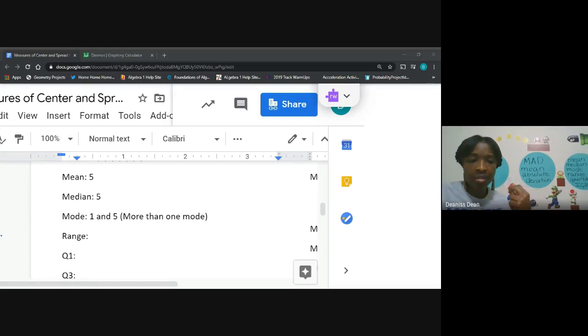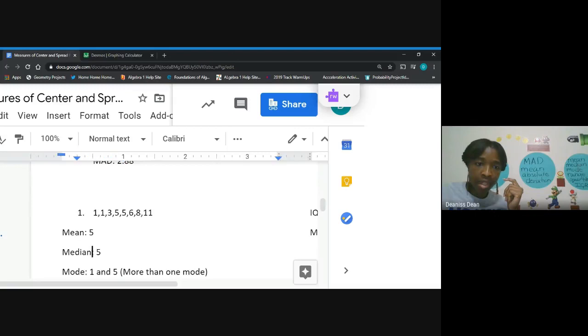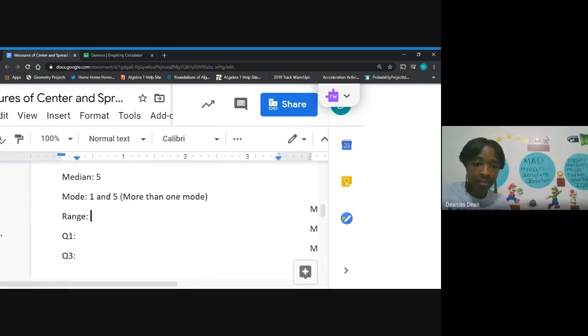Okay. The next one we need is the range. So what did you get for the range? Okay, both of you are correct. Range is the highest value subtract the lowest value. So the highest number in the list is 11 and the lowest number is 1 in this list of numbers. So 11 minus 1 is 10.